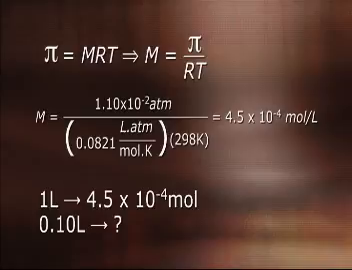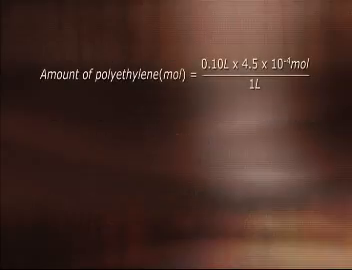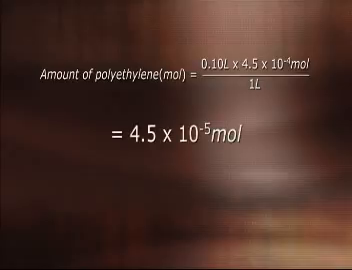This allows us to determine that 1 liter of solution contains 4.5 times 10 to the power of -4 moles of polyethylene. In order to determine how many moles there are in 100 milliliters of polyethylene, we multiply 0.10 liters by 4.5 times 10 to the power of -4 moles and divide it by 1 liter. This gives us the answer 4.5 times 10 to the power of -5 moles.